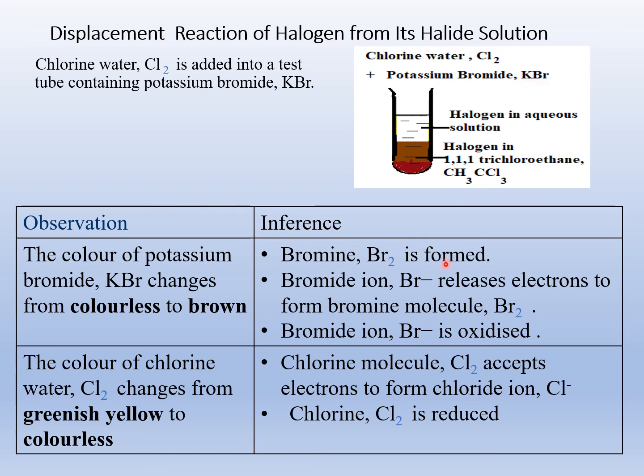So bromine is formed. Okay, bromide ion will release electron to form bromine molecule. Bromide ion is said to be oxidized. The color of chlorine water asalnya greenish yellow, it will become colorless. Chlorine molecule accept electron to form chloride ion. So chlorine is reduced. Okay.